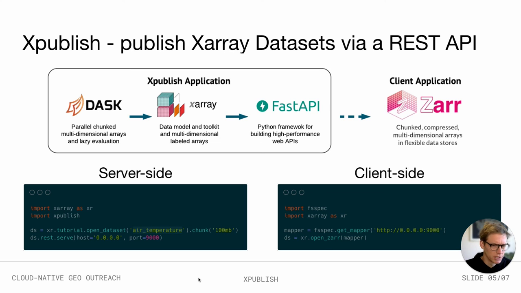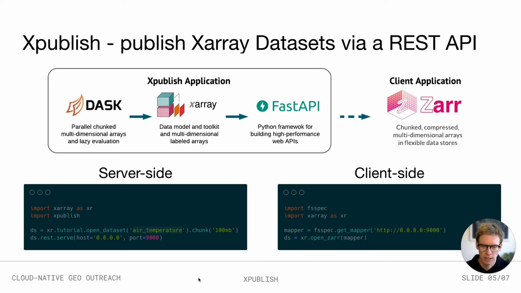So we built Xpublish a couple of years ago with the idea that yes, we can read data via the Zarr API and object store, but we could also serve Zarr data from an Xarray dataset. So it's kind of flipping that read API around. And so an Xpublish application is made up of Xarray as the data model, a FastAPI front end. And FastAPI is a Python framework for building web APIs. And then when combined with Dask on the back end, we get a lazy parallel execution framework for serving chunks of Zarr data to client applications.